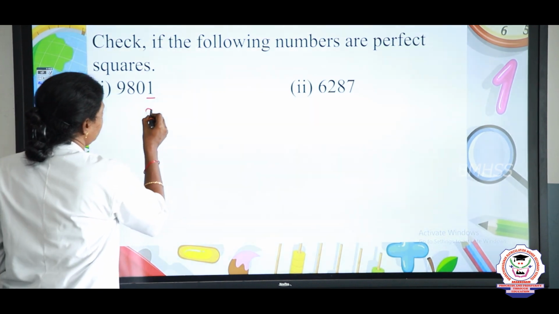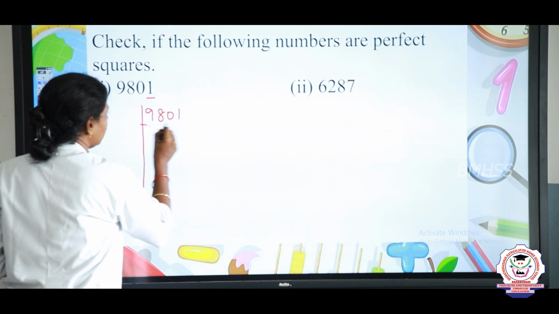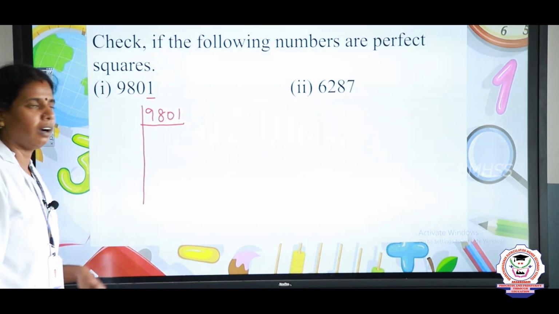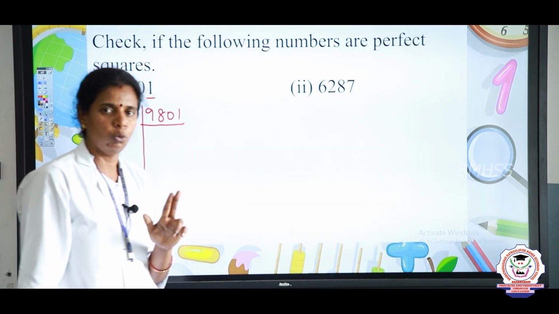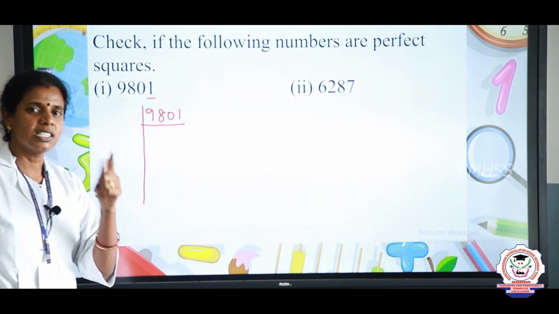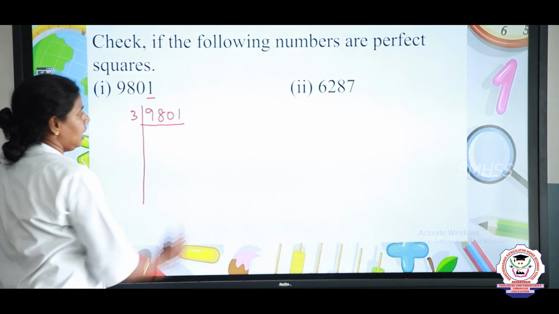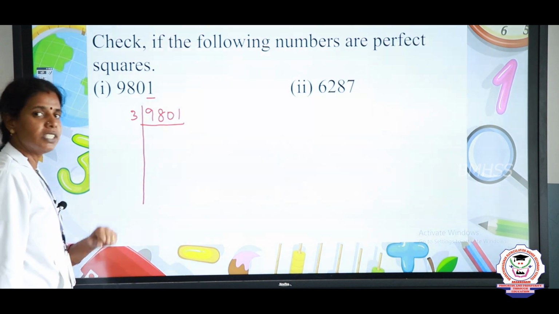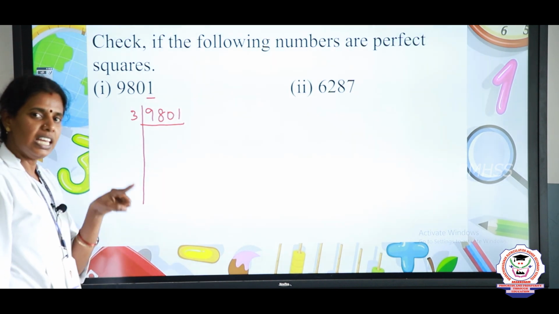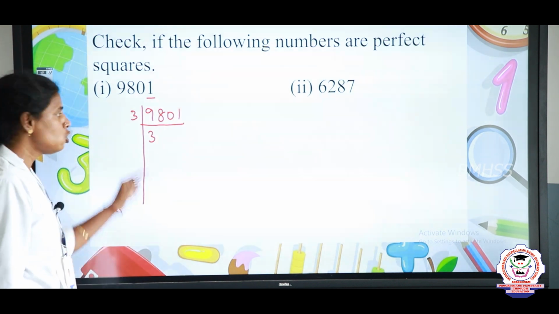See, 9801. First I am going to find the prime factorization of this number. A number which ends in 1 will not be divisible by 2, right? So next we are going to use the 3 table here. Take 3. The first number is 9. How many times does 3 go into 9? 3 threes are 9. There is no remainder.